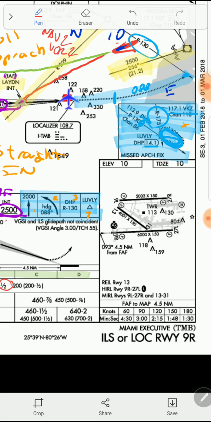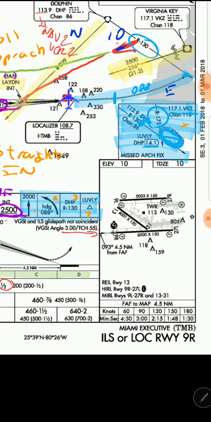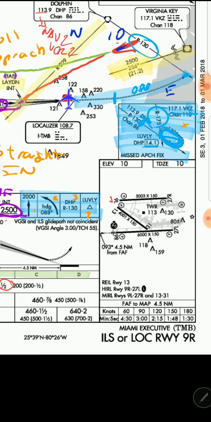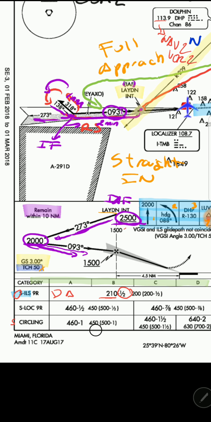This one you have to circle to the runway. Let's say I want to circle to runway 13. I approach this one, but I have to circle to runway 13. Okay? Any questions so far?